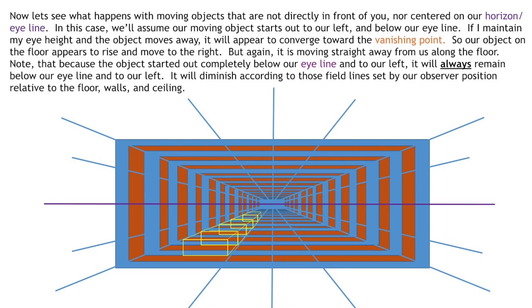If I maintain my eye height and the object moves away, it will appear to converge toward the vanishing point. So our object on the floor appears to rise and move to the right. But again, it is moving straight away from us along the floor. Note that because the object started out completely below our eye line and to our left, it will always remain below our eye line and to our left. It will just get more and more towards the center point. It will diminish according to those field lines set by our observer position relative to the floor, walls, and ceiling.